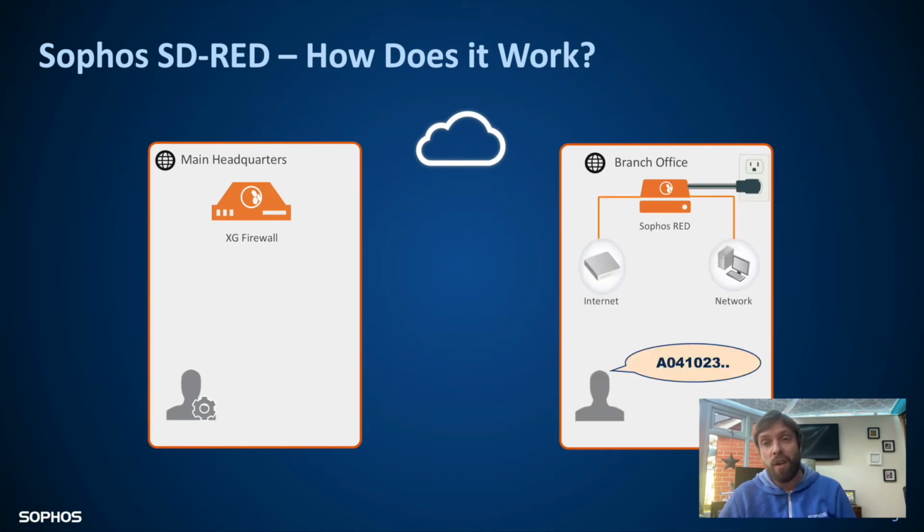And then from there on, the SD-RED has all the information that it needs to build a secure tunnel back to headquarters. And from then on, to all intents and purposes, everything you plug into the back of the SD-RED is essentially popping out at head office. So you're taking that branch office and you're making it appear as if it's connected in locally to the firewall at HQ.